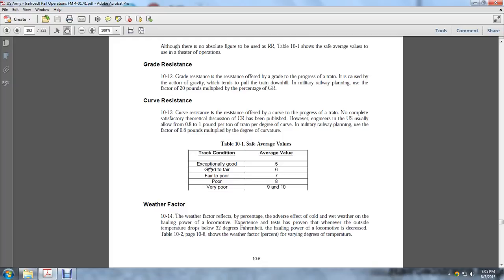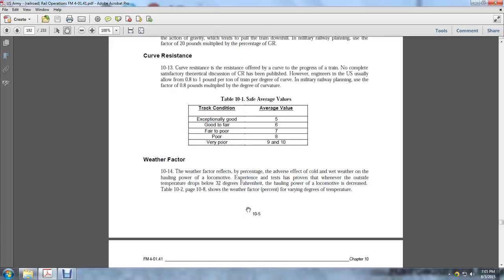Weather factor. The weather factor reflects the percentage of the adverse effect of cold weather on the hauling power of the locomotive. Experience and tests have proven that when the outside temperature drops below 32 degrees Fahrenheit, the hauling power of the locomotive is decreased. Table 2, page 10.8, shows the weather factor of the following varying degree figures.